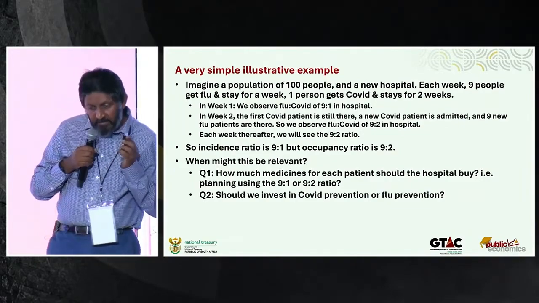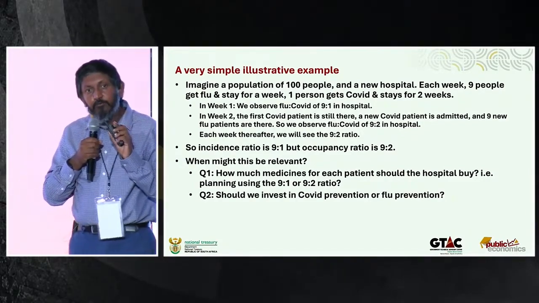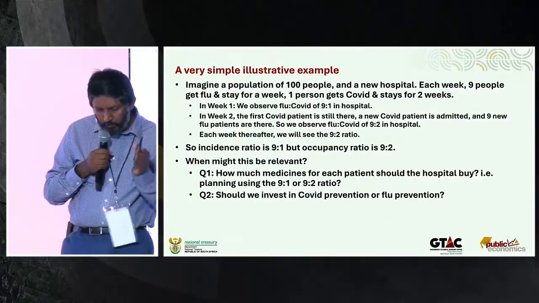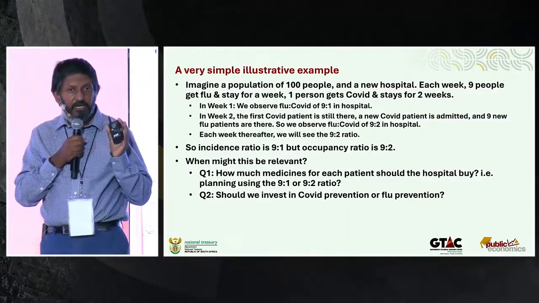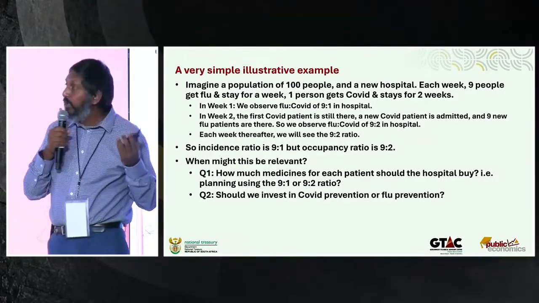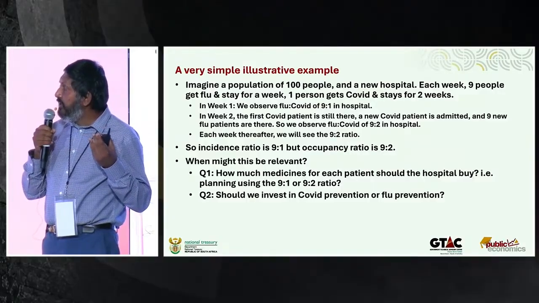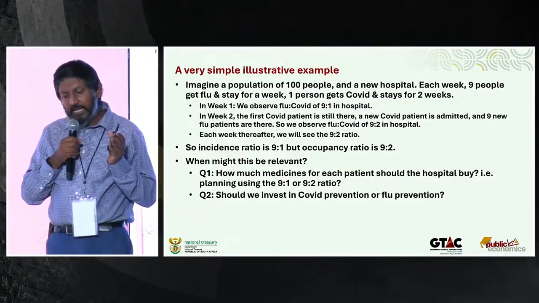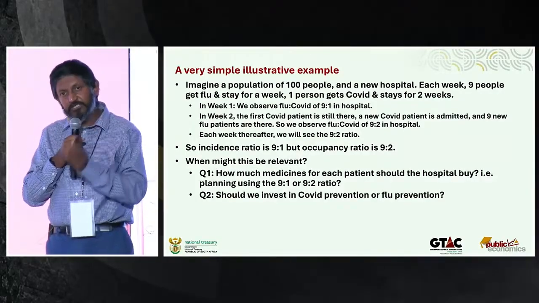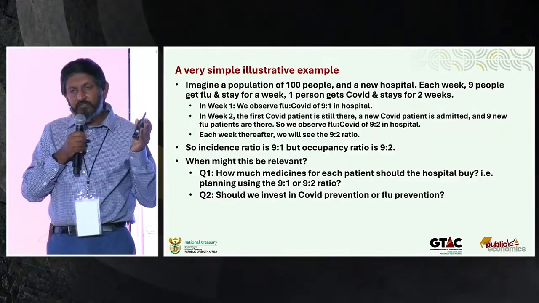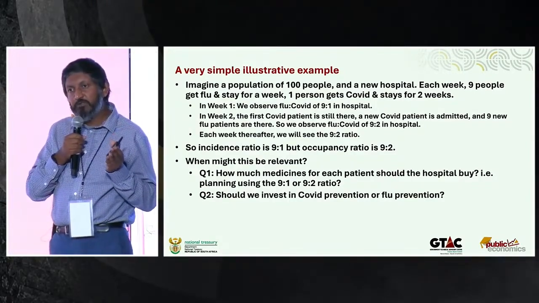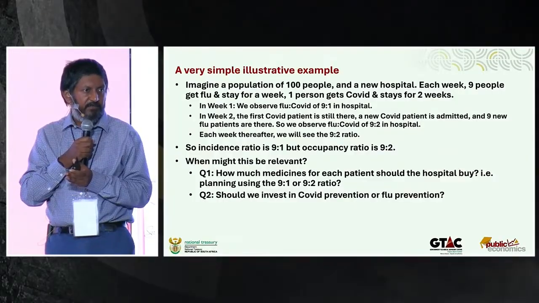So I want to give a very, very simple example that will highlight, hopefully, the difference between the cross-sectional and the panel approach. Let's suppose I have a population of 100, right? And I'm thinking about the incidence of sickness. In my population, I've got a hospital, and every week, 9 people get the flu, and 1 person gets COVID. COVID is more severe. The people with the flu have to go to hospital for a week, and then they get discharged. The person with COVID goes to hospital for 2 weeks and then gets discharged, okay?